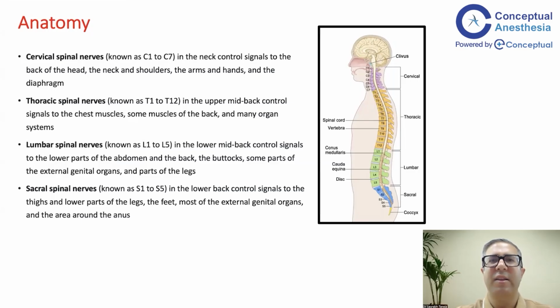And then we have the sacral spinal nerves, S1 to S5 in the lower back. They control signals to the thighs and the lower part of the legs, the feet, the most of the external genital organs, and the area around our anus. So as we can see the same in the diagrammatic representation also.